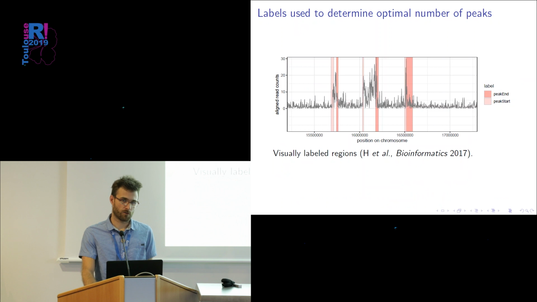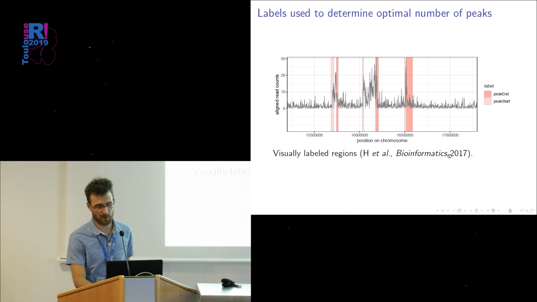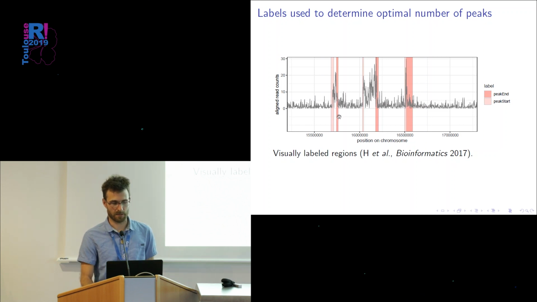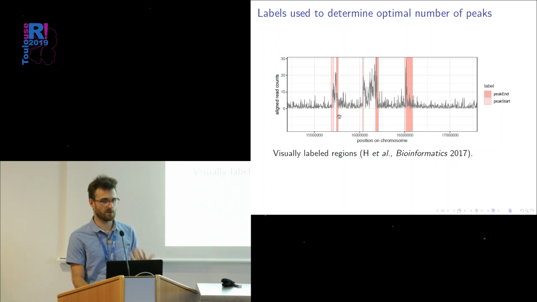And so to quantify how this model is working on a larger scale, what we use is this procedure that we described in Bioinformatics in 2017 with these manually labeled regions in different genome subsets. So we had a biologist manually go through and label some data, and so the biologist gave us these regions that say in the pink regions there should be a peak start, and in the red regions there should be a peak end. And so what we do is we use those regions to quantify how good our model peak predictions are.